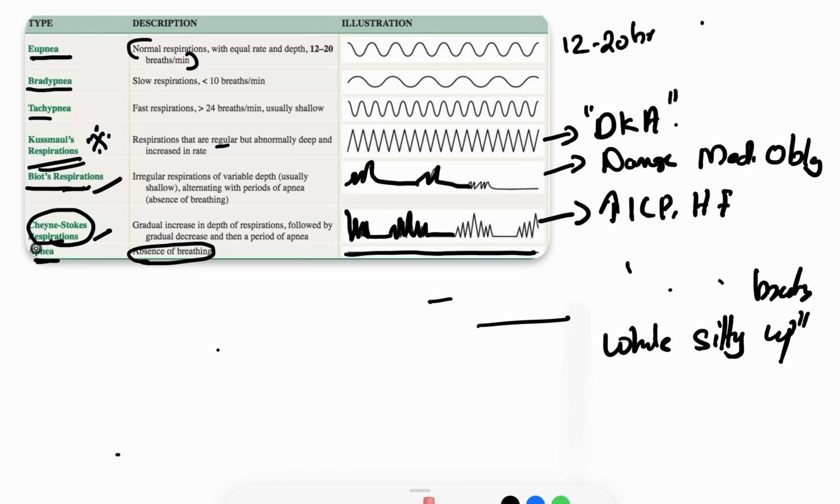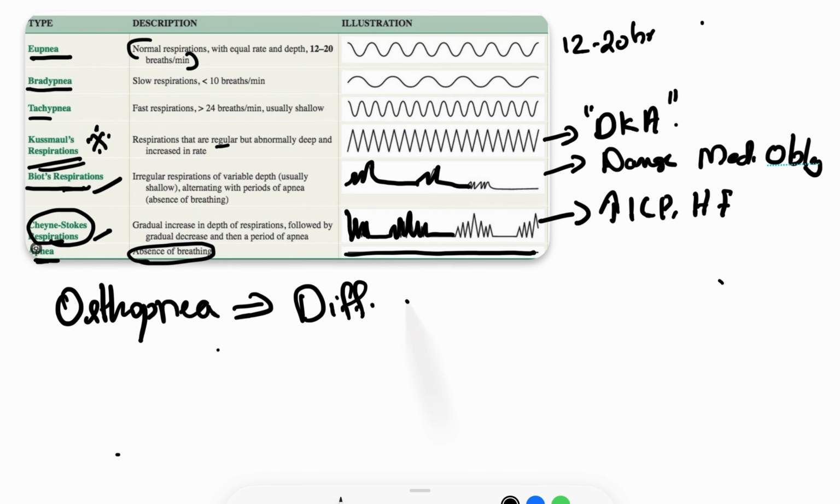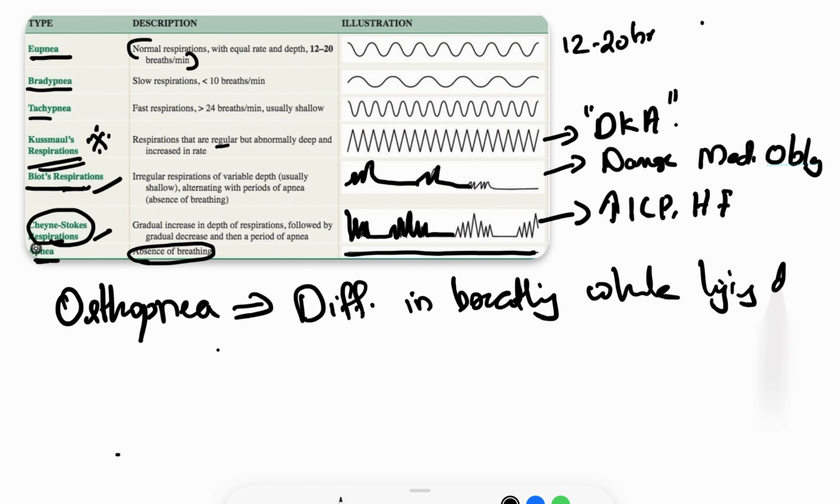Next one is orthopnea. Orthopnea means a disease condition where the patient has difficulty in breathing while lying down. So when a patient is lying down, the patient has difficulty in breathing, and that difficulty will be relieved when he sits up straight. That is called orthopnea.